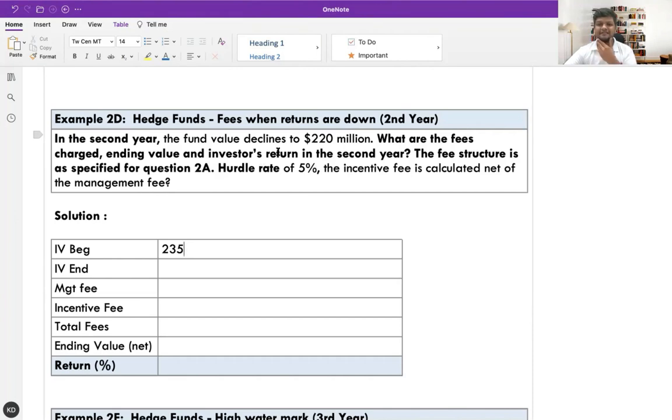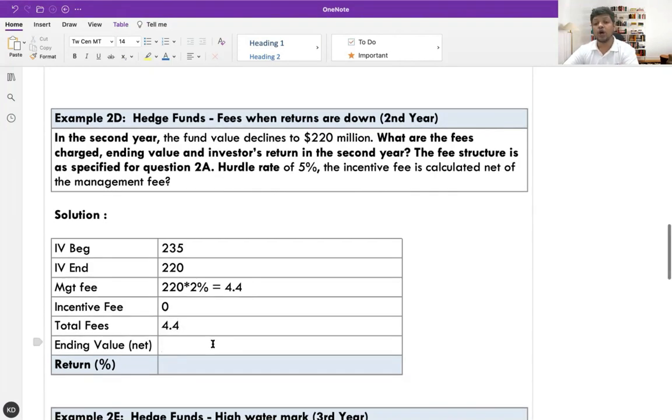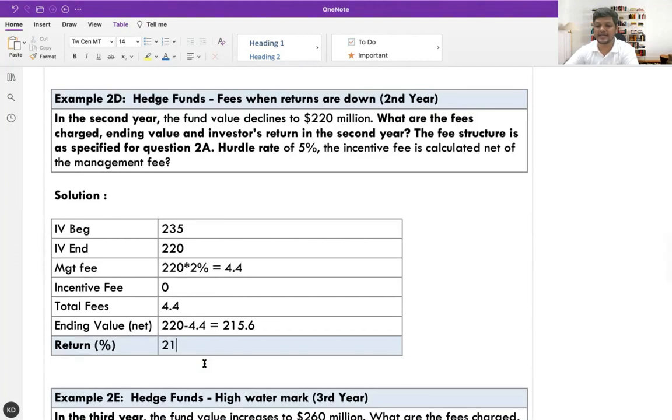Now, how much is the fund's value in the second year that they have shown me? It's 220. First of all, will I get a management fee? Yes, management fees on the ending value. How much is it? 2%. Sorry. So the management fee will be there whether the fund makes profit or loss. But will I now qualify for incentive fee? No, because the fund's value has gone down. So the incentive fee will be zero. So the total fee will be 4.4. So my ending amount will be 220 minus 4.4. I'll get 215.6 on the investment of, what was my investment at the beginning of the year? 235. We are not discussing the 2 years.